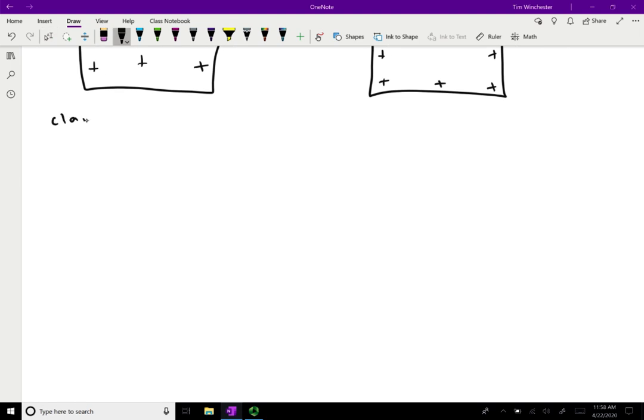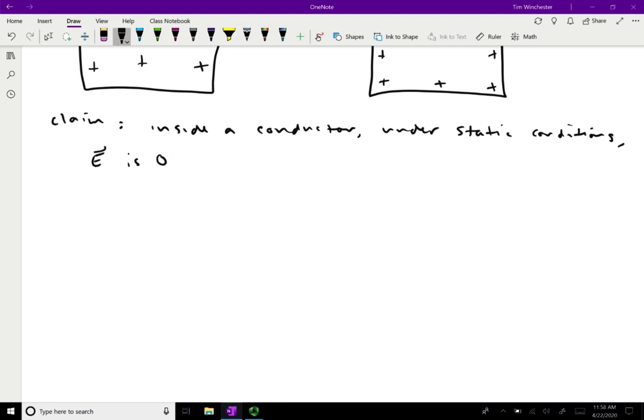Okay, so my claim is that inside a conductor, under static conditions, the electric field is zero. Okay, so there are two different ways to justify this claim. So the first is the one that your textbook uses.